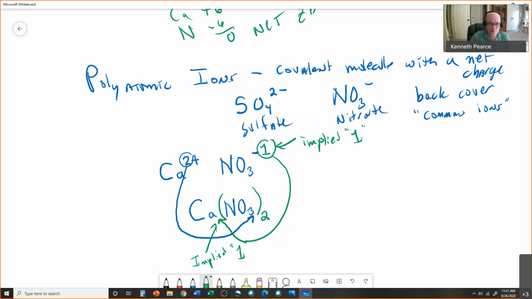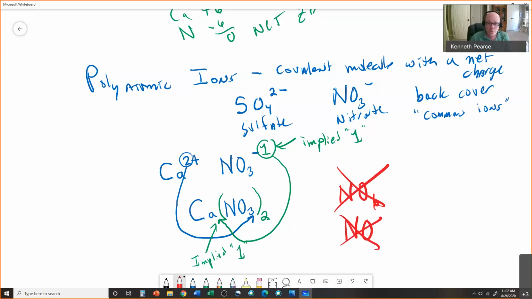And for Pete's sake, don't do this. Don't go NO6, 2 times 3. Don't do that. That changes what it is. And make sure that when you copy it down, it comes down as NO3 and not like NO. Once again, you're changing what it is if you do that.